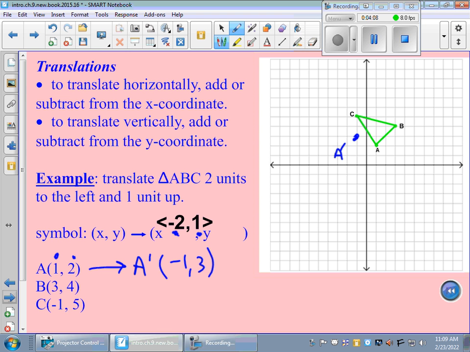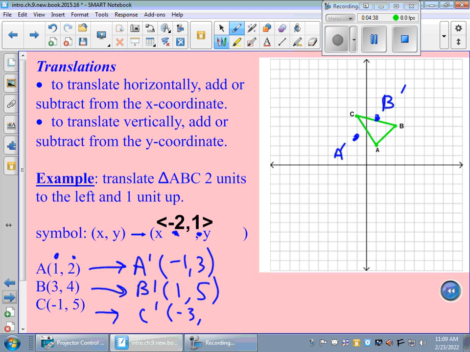Next, our B is at 3, 4. Again, if we go negative 2 and up 1, this is our new B prime. You can either just do the math: negative 2 plus 3, so B prime's x is 1, and add 1 to 4, and you get 5. Again, that should match the location of our B prime on the board. And C prime is going to be, so we have negative 2 minus 1, so negative 3.